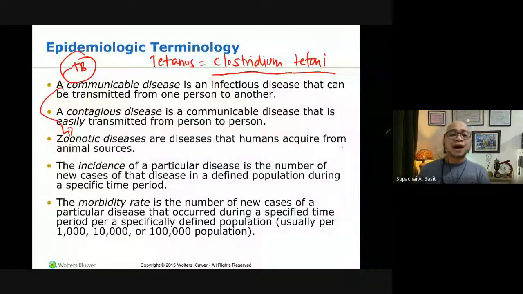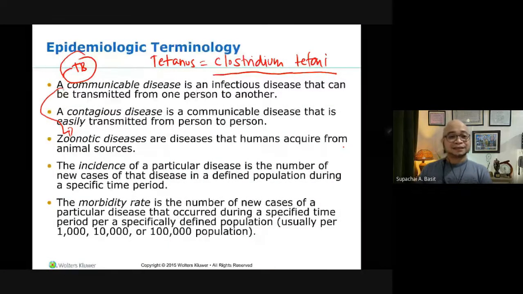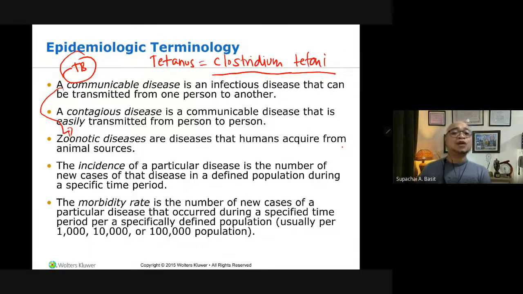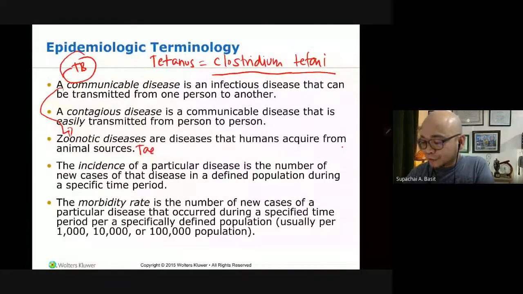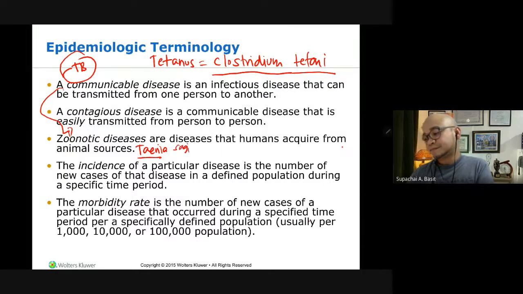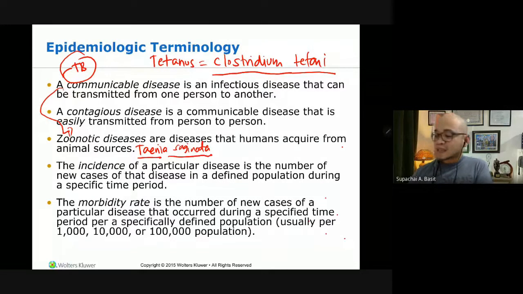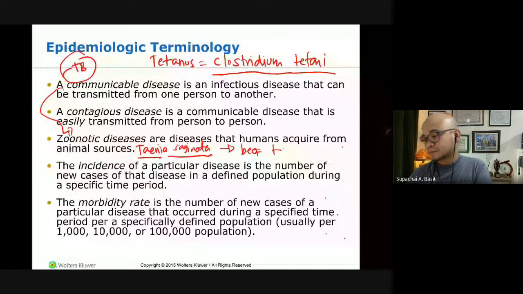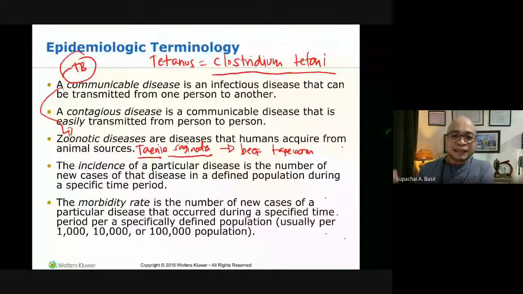Now, if you acquire these infectious diseases from animal sources, then we will be calling it zoonotic disease. For example, are you familiar with Taenia saginata? Taenia saginata is an example of a beef tapeworm. You get it by ingesting insufficiently cooked beef. So that is an example of zoonotic disease.